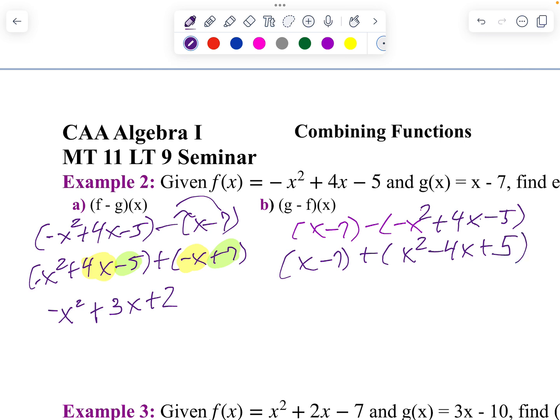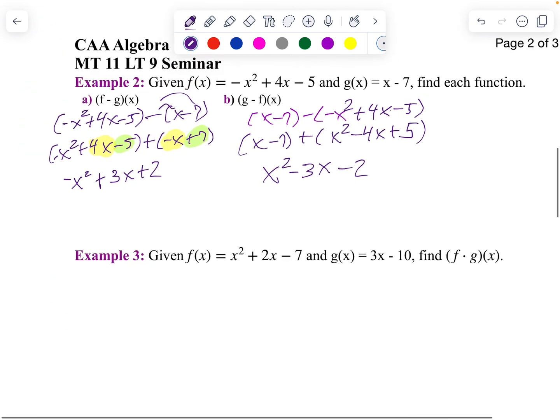Now I only have x squared, but then x minus 4x is negative 3x. Negative 7 plus 5 is negative 2. And notice those answers are exactly opposite, which is what they should be.